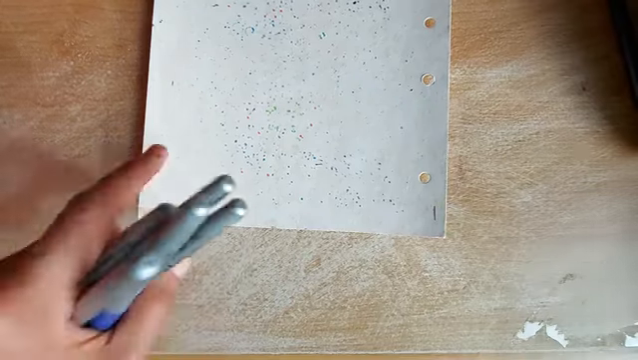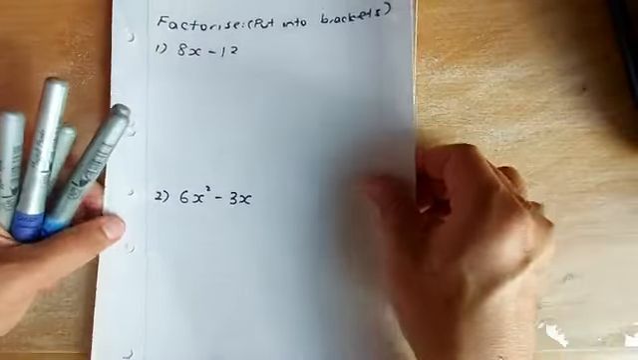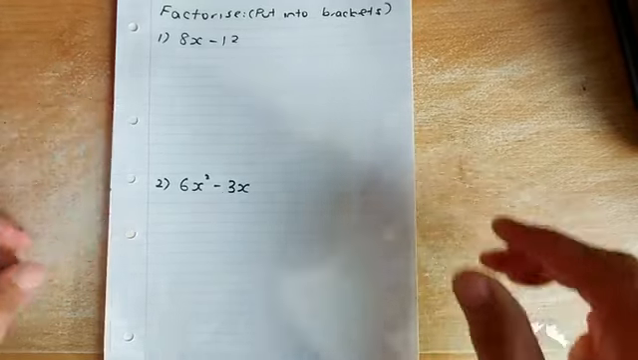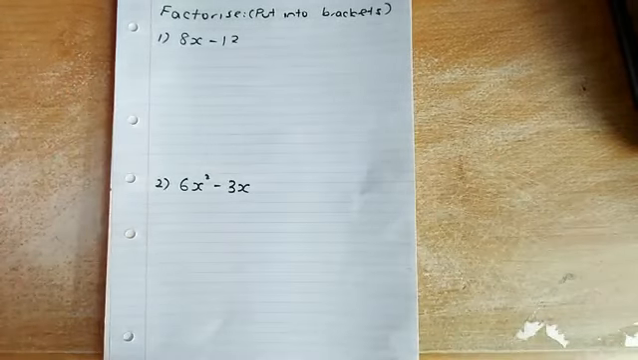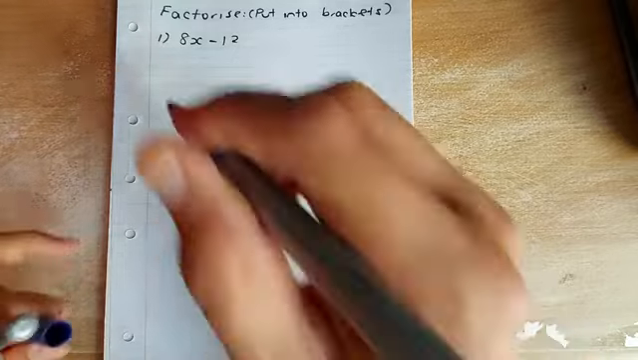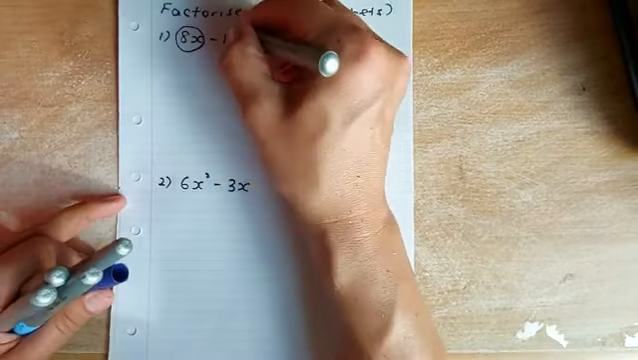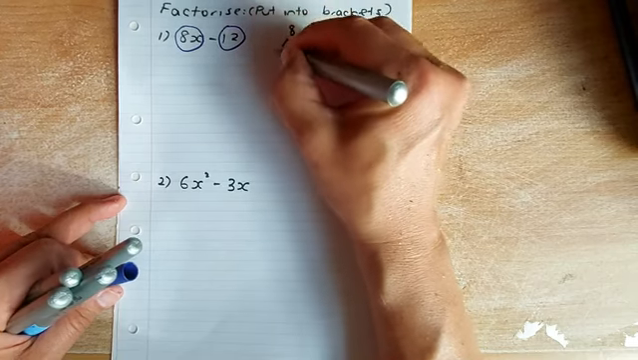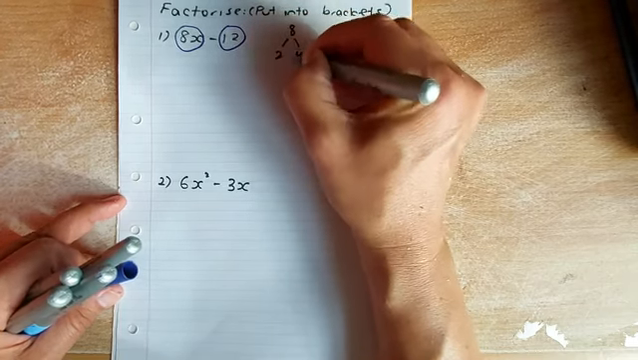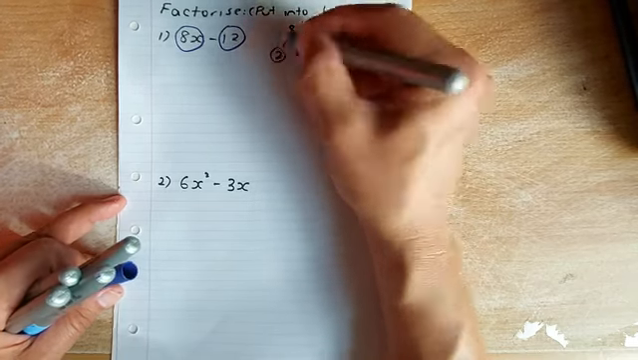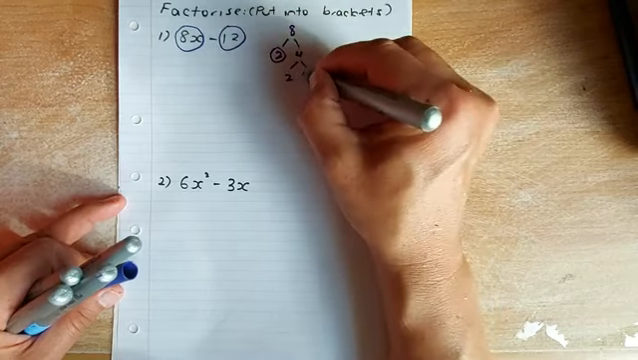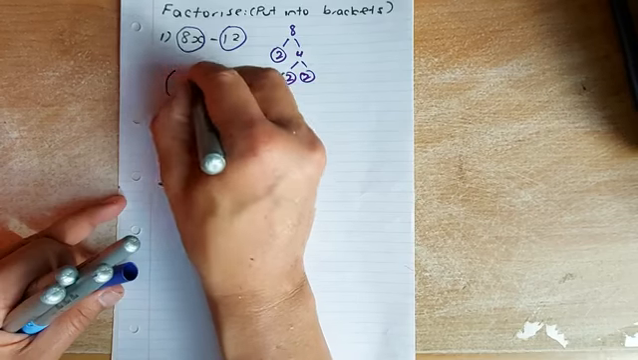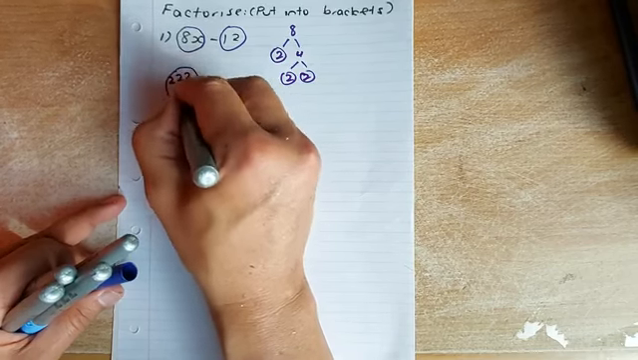Okay, now we're going to do factorize. The word factorize means to put into brackets, and is the reverse of expanding. So what I would do, I'm going to just put into bubbles, first and second. I'm going to break 8. 8 is made up of 2 and 4, and 2 is the prime number. I'm just going to circle them, and 4 is made up of 2 and 2. So 8x is actually made up of 2 times 2 times 2 and x.